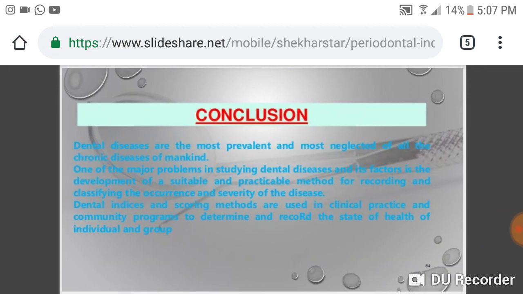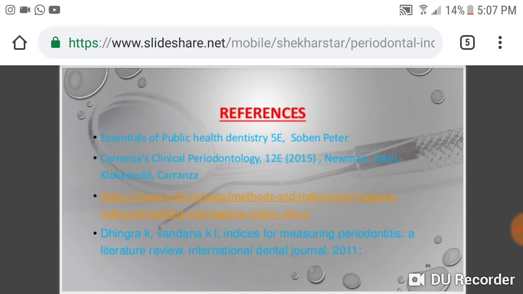Conclusion: dental diseases are the most prevalent and most neglected of all the chronic diseases of mankind. One of the major problems in studying dental diseases is the development of a suitable and practicable method of recording and classifying these diseases and their severity. Dental indices and scoring methods are used in clinical practice and community programs to determine and record the state of health of individuals and groups. These are the references they used.